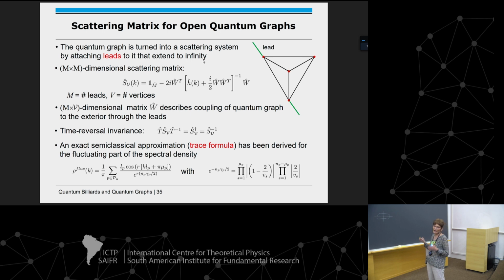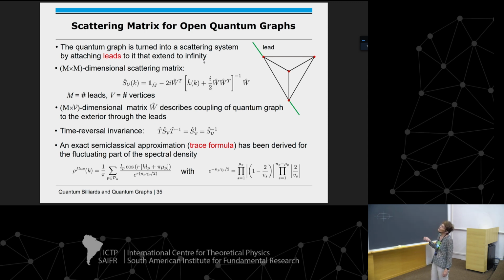When you have a microwave billiard, you have a scattering system because you have two antennas attached to the microwave billiard, and you send something in and you get something out. There you naturally have a scattering system. And this we use to investigate properties of quantum chaotic scattering. But I won't talk about it.